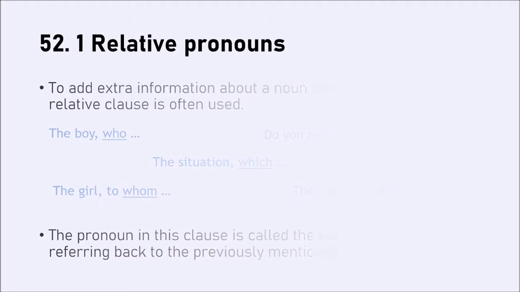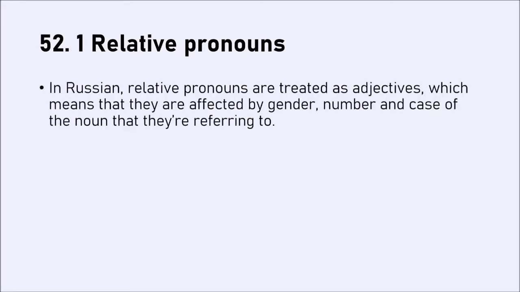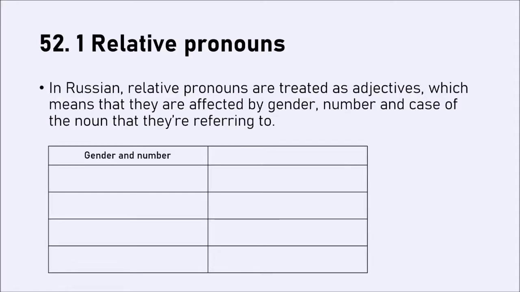It's pretty much the same in Russian, although you have to treat them as adjectives. And that means, yes, you've guessed it, you're going to have to consider gender, number, and case whenever you want to use a relative pronoun. In this lesson, we're only going to have a look at gender and number because case will just be too much. So here's a little table. Gender and number, as usual, and then the relative pronoun.